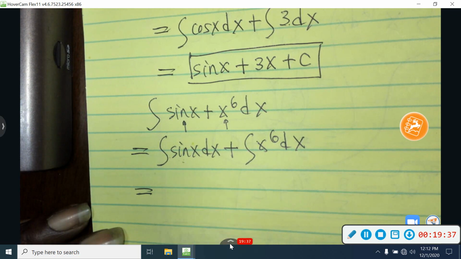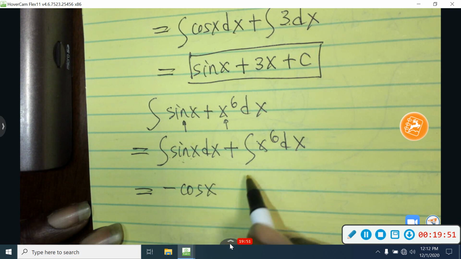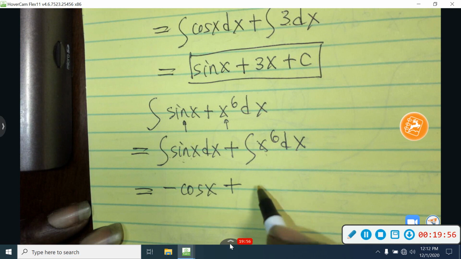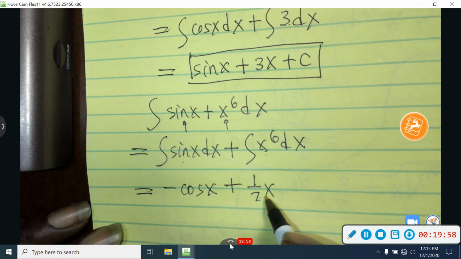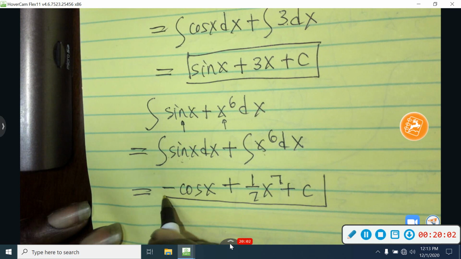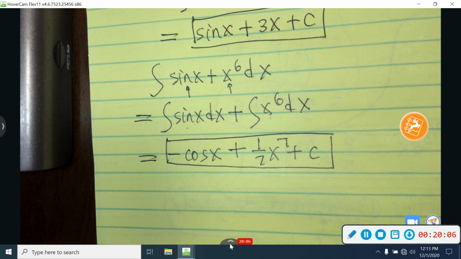So what differentiates to be sine? And be careful, do not say cosine, because cosine differentiates to be minus sine. We just want a sine. It's minus cosine. Plus, and now we got a reverse power rule. Add 1 to 6, you get 7, and divide by that. And congratulations, you did it again. You thought backwards.